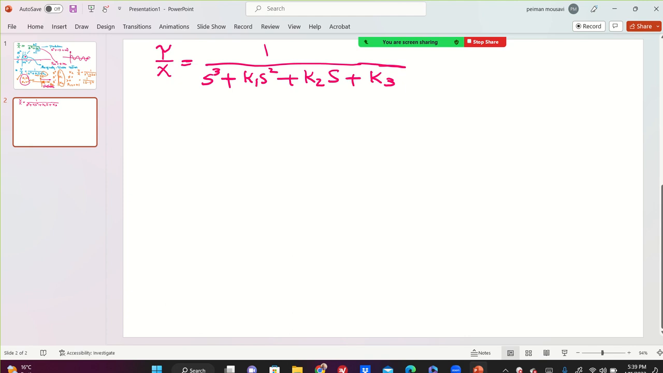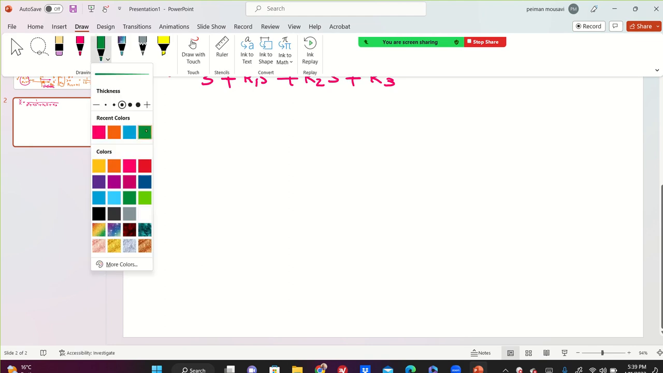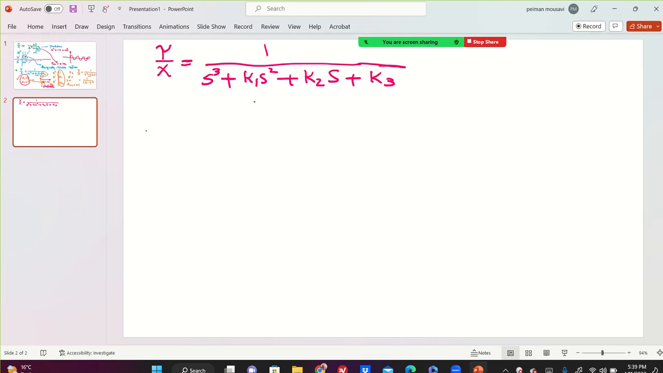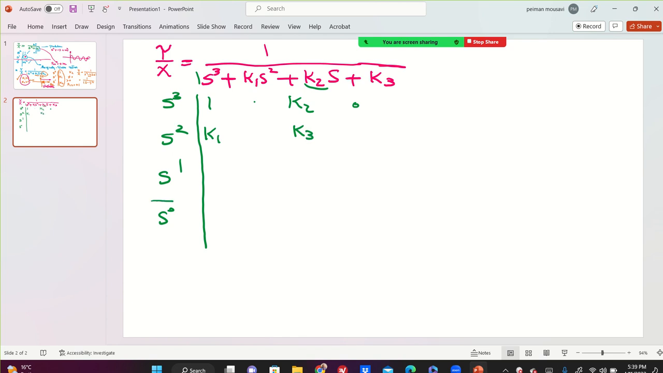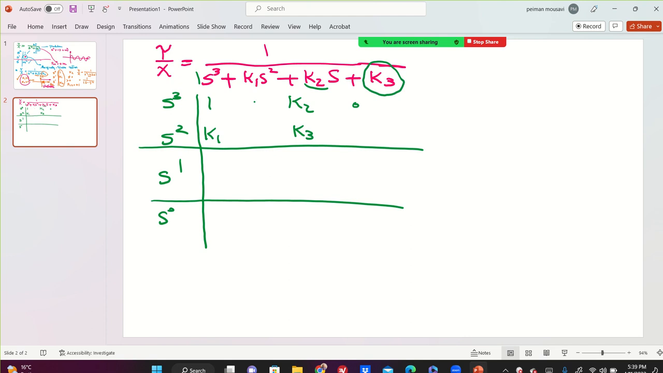And you want to see for which range of decays your system is stable. Okay, so we're going to have s cubed, s squared, s1, s0. So you're going to have 1, k2, and there's nothing, 0. You have k1, k3, nothing. You know the last line is k3 based on whatever I taught you.